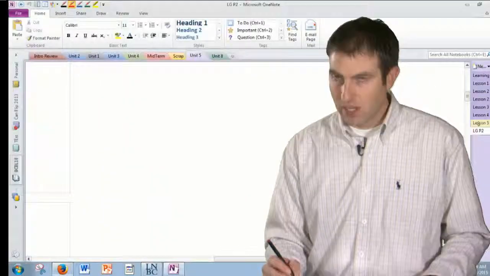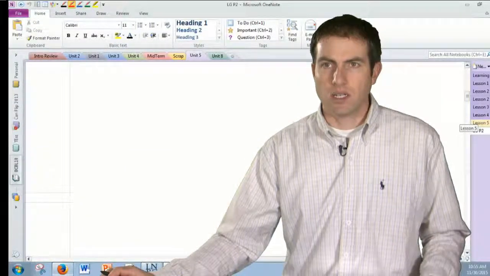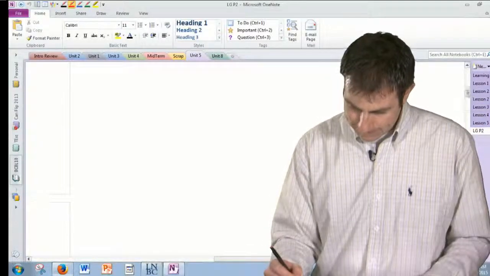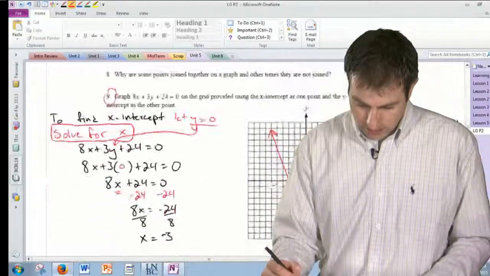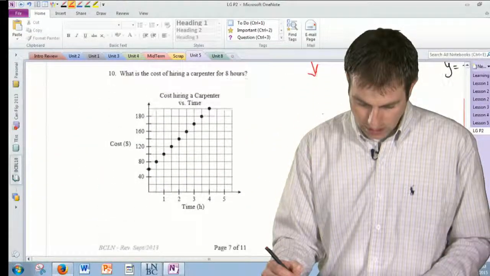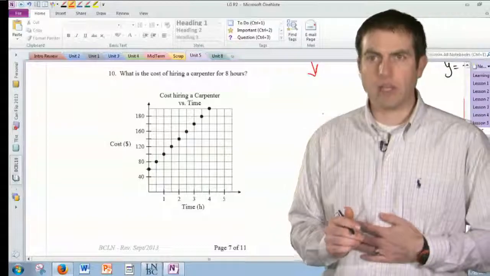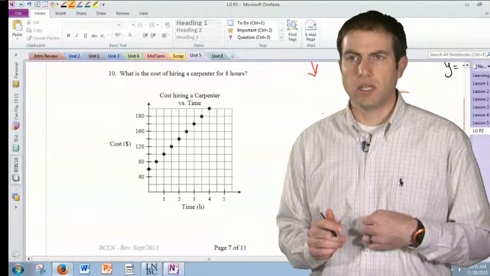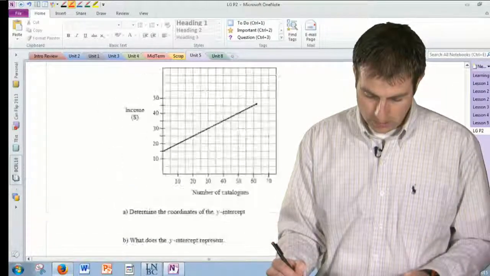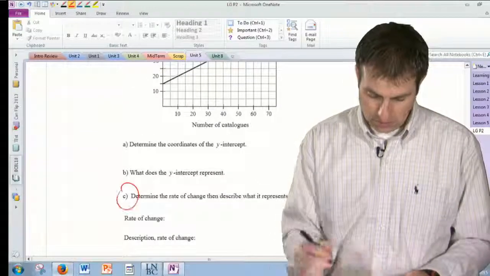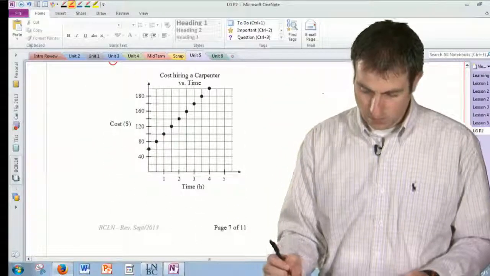Learning guide part 2, and it was page 7, number 10. Got my page all wonky here. Page 6, page 7, number 10. Okay, I like this question. This is a good one. And then we'll get on to C for number 12 on page 9. Page 8, 9, number 12, C, determine the rate of change, describe what it represents. Perfect. So I think that will do nicely for that stuff.